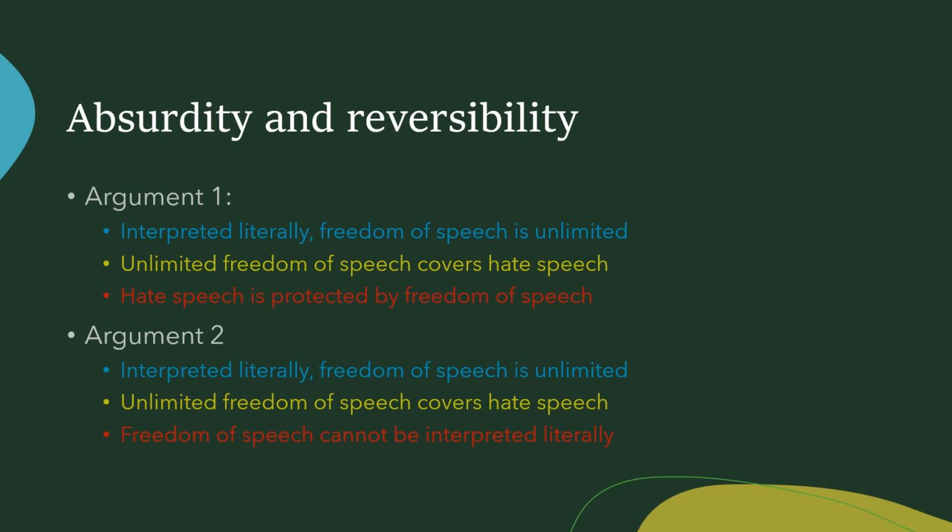Here's a second one. Interpreted literally, freedom of speech is unlimited. Unlimited freedom of speech covers hate speech. Conclusion, because we can't accept hate speech, we can't accept that freedom of speech is unlimited. That's another valid argument form. You could notice that it takes the same premises but reaches the opposite conclusion. This has been charmingly put as one person's modus ponens is another person's modus tollens. And it refers to the reversibility of informal argumentation.